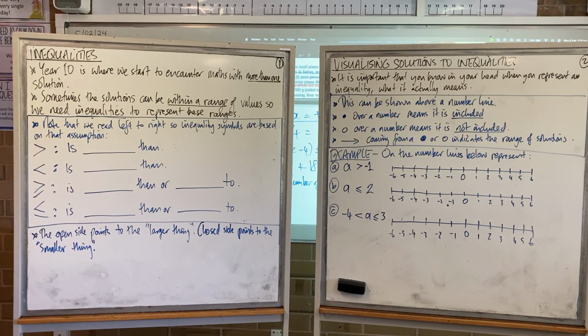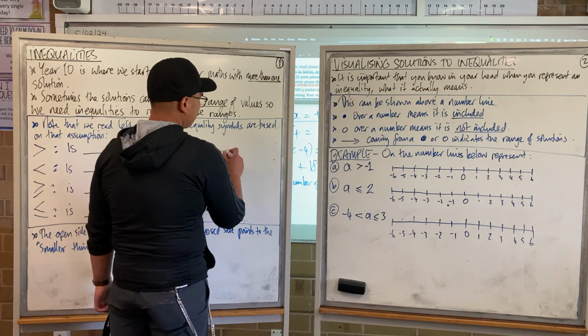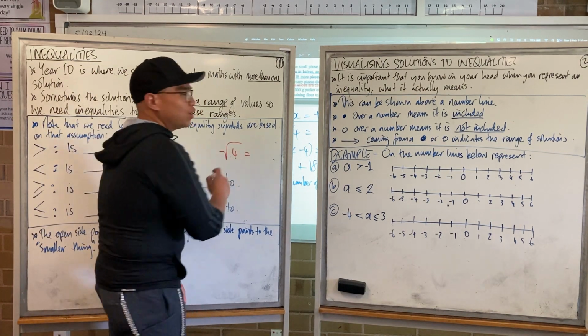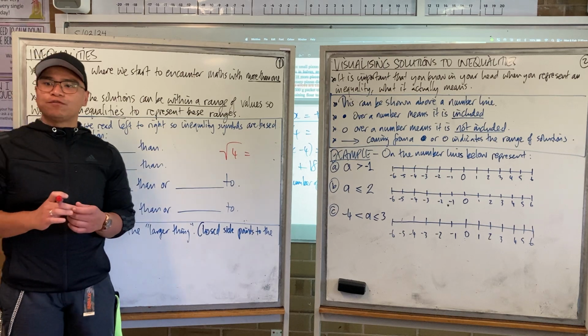Alright, this lesson is about inequalities. In year 10, we start to encounter maths that has more than one solution. I've got the most basic one here. What's the square root of 4? What number do I times by itself to get 4?